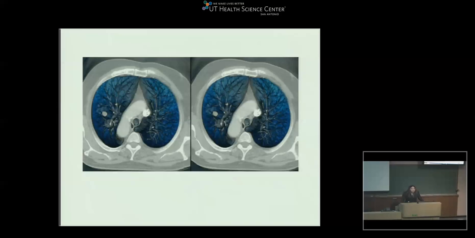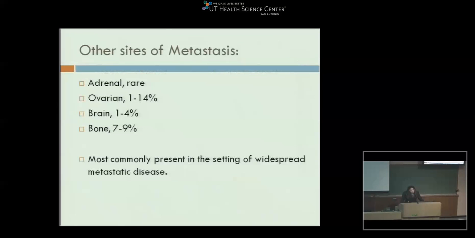There are other sites of metastases which are rare. Adrenal is one of the more rare ones. You can also have ovarian, which is present in 1 to 14% of patients. Brain metastases, 1 to 4%, and bone metastases, 7 to 9%. However, all of these most commonly present in the setting of widespread metastatic disease, not as isolated metastases.